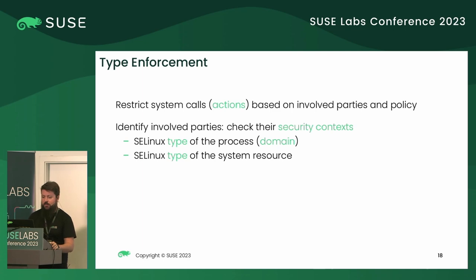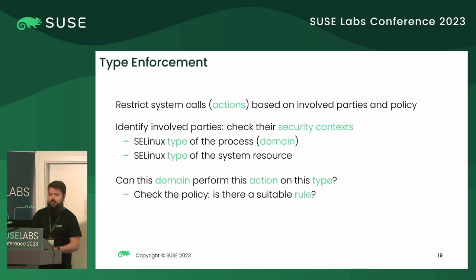So what does it actually do? First of all, you have to identify who's trying to act, who the involved parties are. You do this by checking the security context, as we've just seen, and you figure out the type of the process that is trying to do something, which is also called a domain. Then you identify the type of the system resource that it is trying to act on, and then you check: is there a rule in the policy that says this domain is allowed to perform this action on this type? If such a rule exists, then we go through, otherwise we don't.